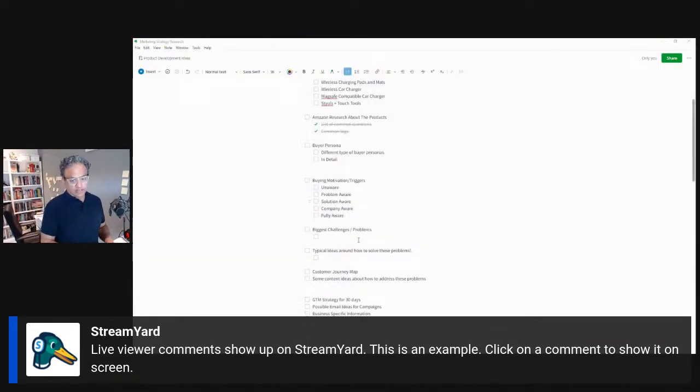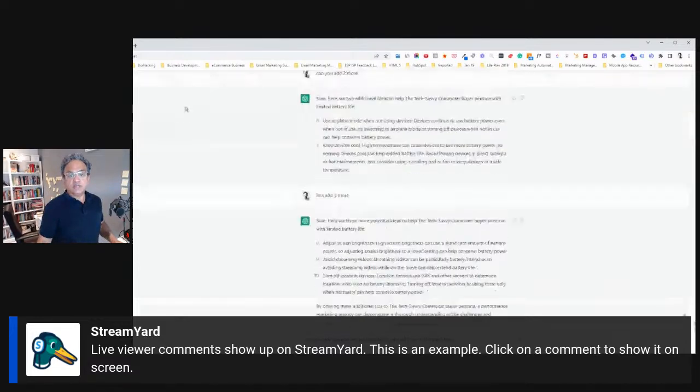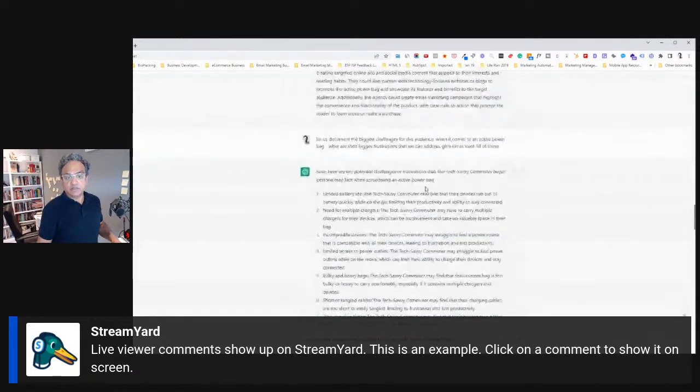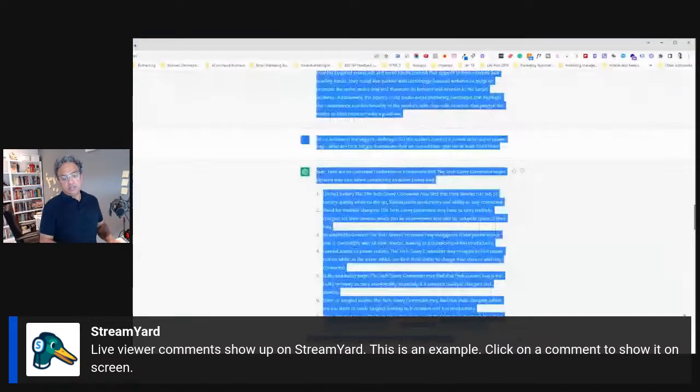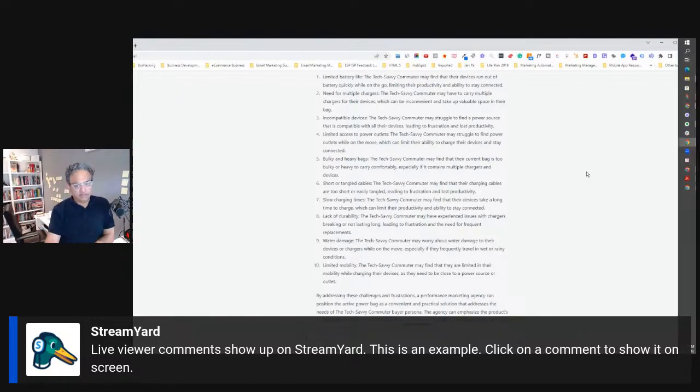Okay. So now let's suppose we got them to our site with some of these ideas. Actually, let's get some more ideas so that we can get back to this. The second problem was need for multiple chargers. Okay, so let's look at the second problem. Need for multiple chargers. I don't know if it can give me 10 ideas, but let's start with 6 ideas on how to solve this problem. Let's see what it has to say about this.